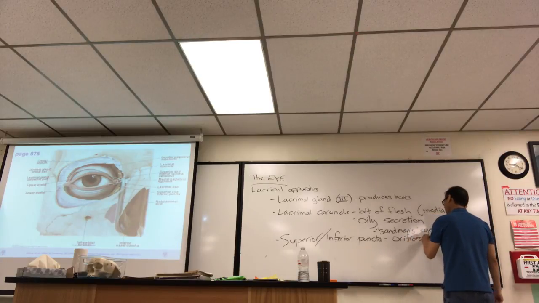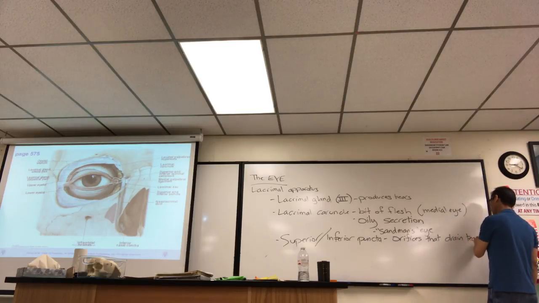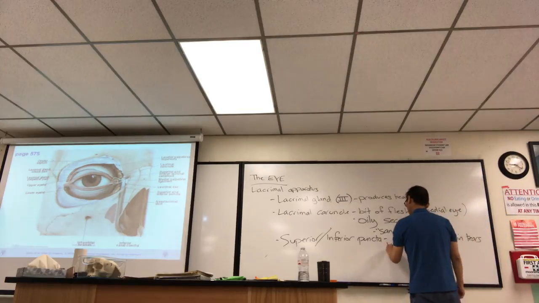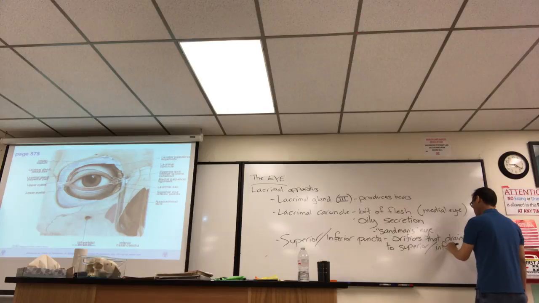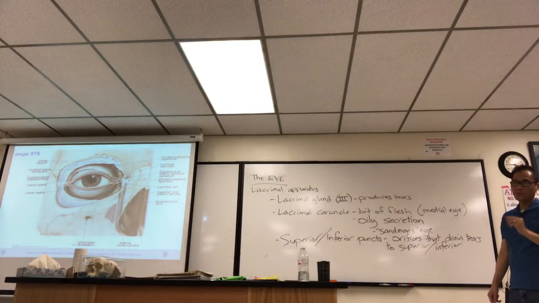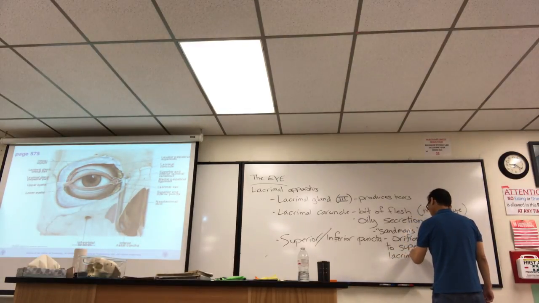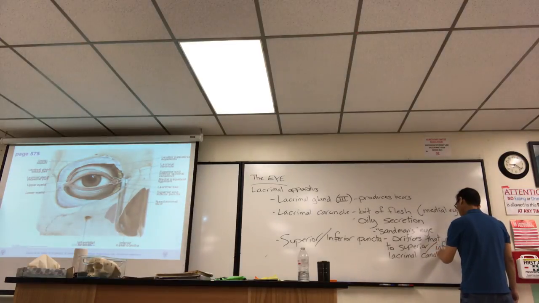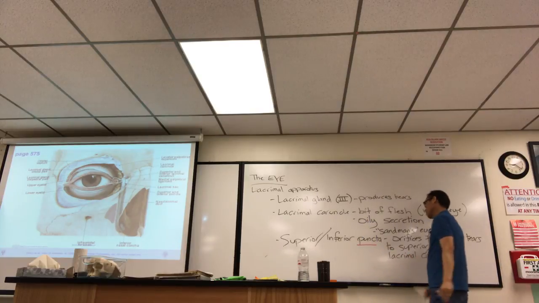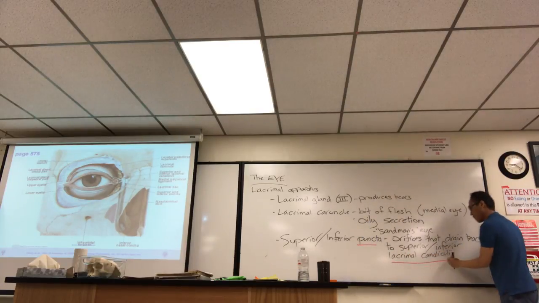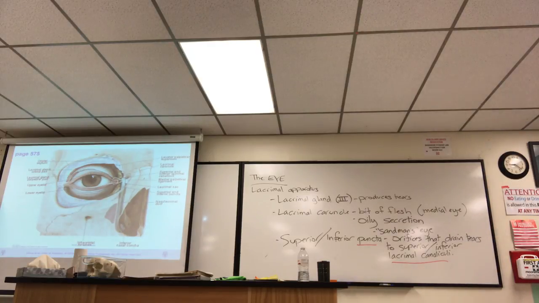Orifices that drain tears to superior and inferior lacrimal canaliculi. So the structures are the puncta as well as the lacrimal canaliculi, the superior and the inferior. And the picture shows that they drain into the nasal lacrimal sac.